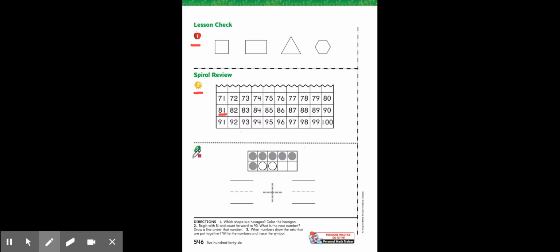Number 3, green leaf number 3, is also a review. We are reviewing addition. Look here at our 10 frame. Count how many gray counters you see and how many white counters you see. Fill in the addition sentence below. As a bonus, I want to see you complete the sentence by adding an equal sign and writing your answer here. You can use your 10 frame to help you add.